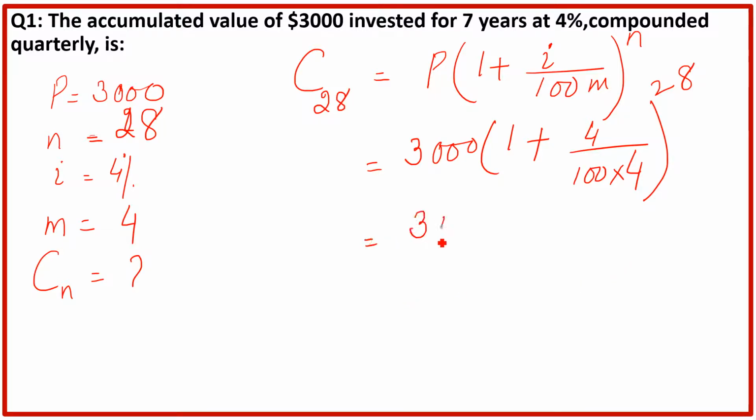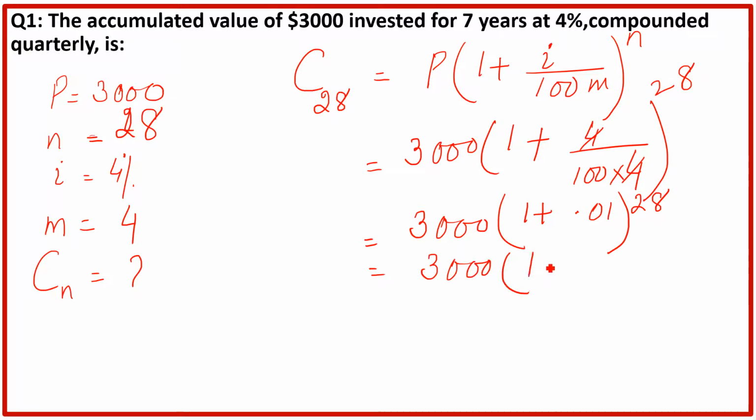And then 3000, 1 divided by 400, or this 4 will cancel. Here we have 1. There are 2 or 3 different ways to solve it. Or you can solve 4 divided by 400. It will be 0.01 raised to power 28. 3000, add this, it will be 1.01 raised to power 28.